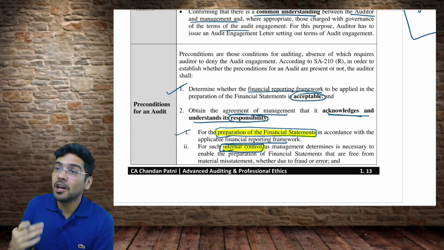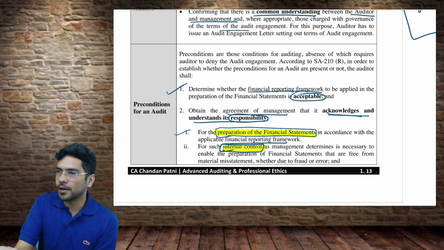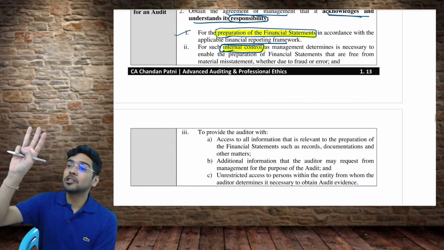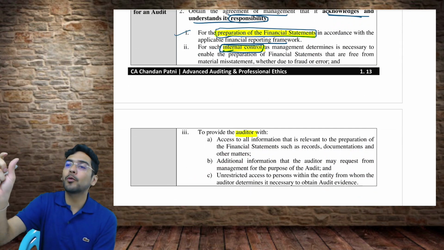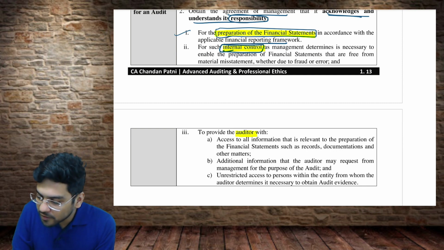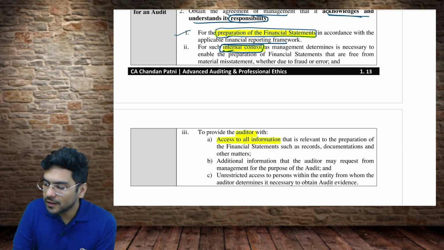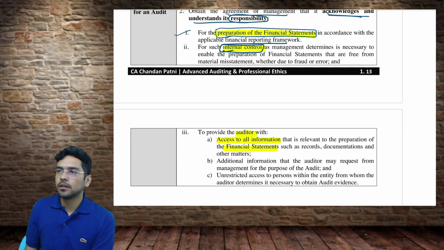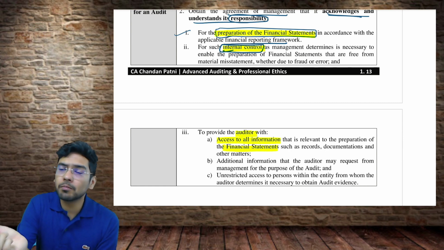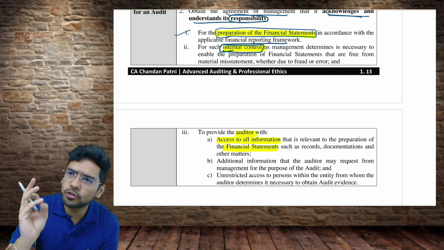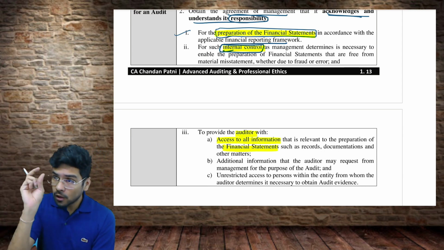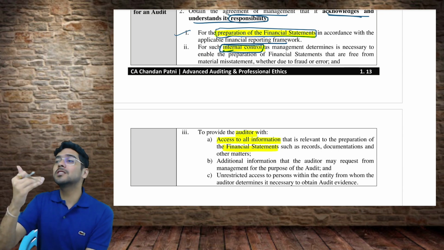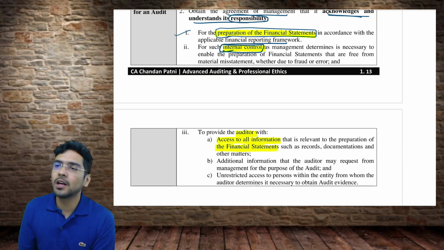And thirdly, when we come for the audit, you are going to give us access to three things. When we go to the audit, you shall provide us with three things. Number one, access to all information that is relevant to the preparation of financial statements. So you are not just going to give us the financial statements, but all documents. It will include vouchers, invoices, all the underlying data, all the information which is relevant to what? Preparation of the financial statements.